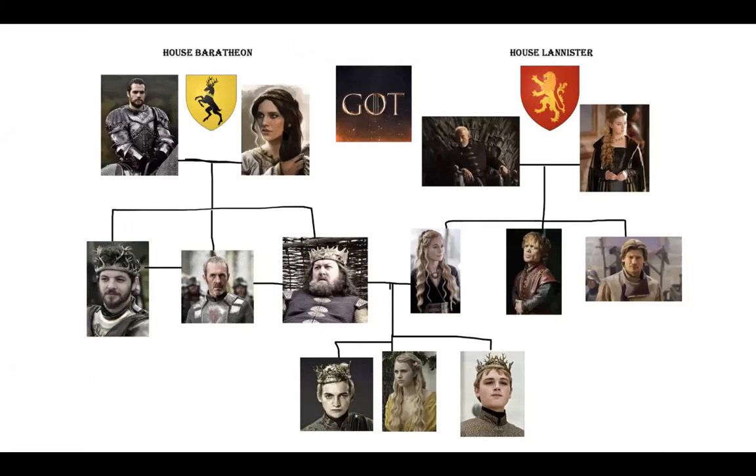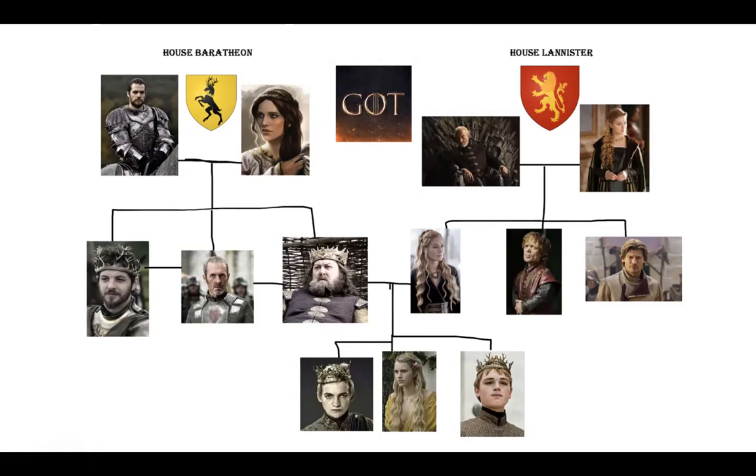We have Steffon Baratheon and Cassandra Baratheon, the head of the Baratheon house, who then have three children, Renly, Stannis, and the current king of the whole kingdom, Westeros, who is Robert Baratheon. House Lannister, the head of it, is Tywin Lannister, married to Joanna Lannister. They have three children, Cersei, Tyrion, and Jaime.